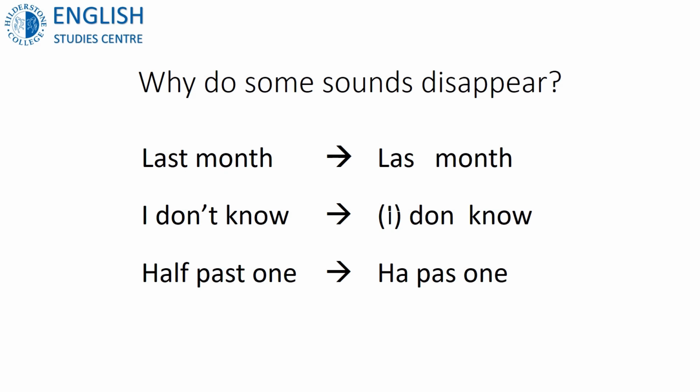With times, it can be even more confusing because we miss out even more letters. We don't, for example, when it's 1:30, say "half past one", but most British native speakers will say something more like "harfpast one". And that really does sound quite different to "half past one".